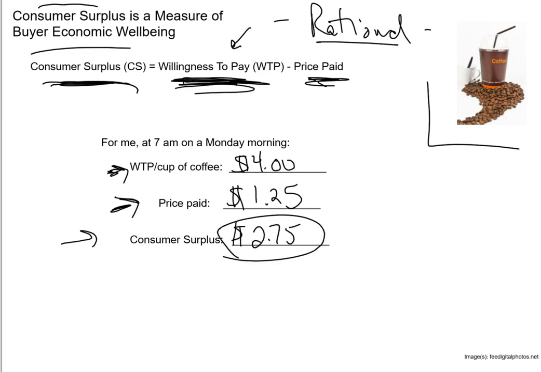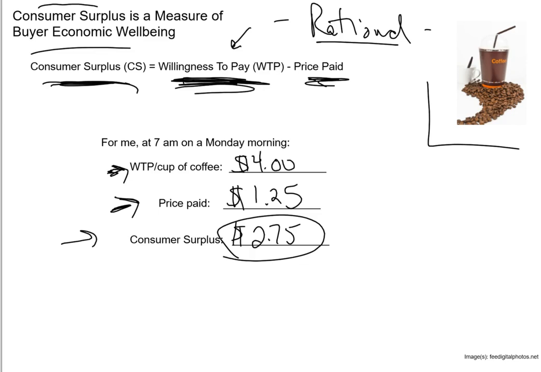The consumer surplus is money that I have, right? Willingness to pay is about the money that you have in your pocket, so to speak, that you are willing to pay for a good. I was willing to pay $4 for a cup of coffee. I only had to pay $1.25. My consumer surplus on that first cup of coffee is $2.75. It's a really straightforward way to calculate consumer surplus, right? It's just the difference between what you're willing to pay and what you had to pay.